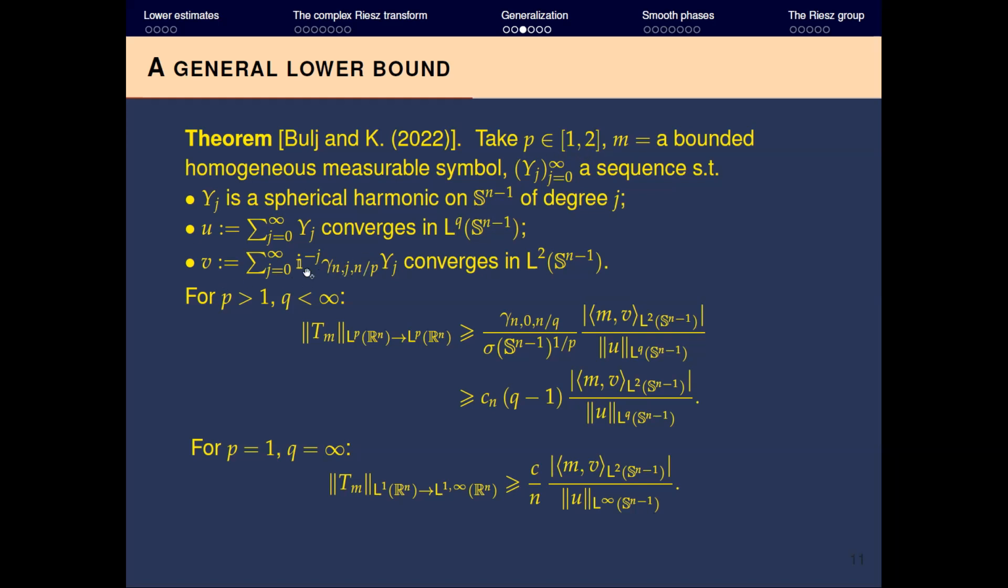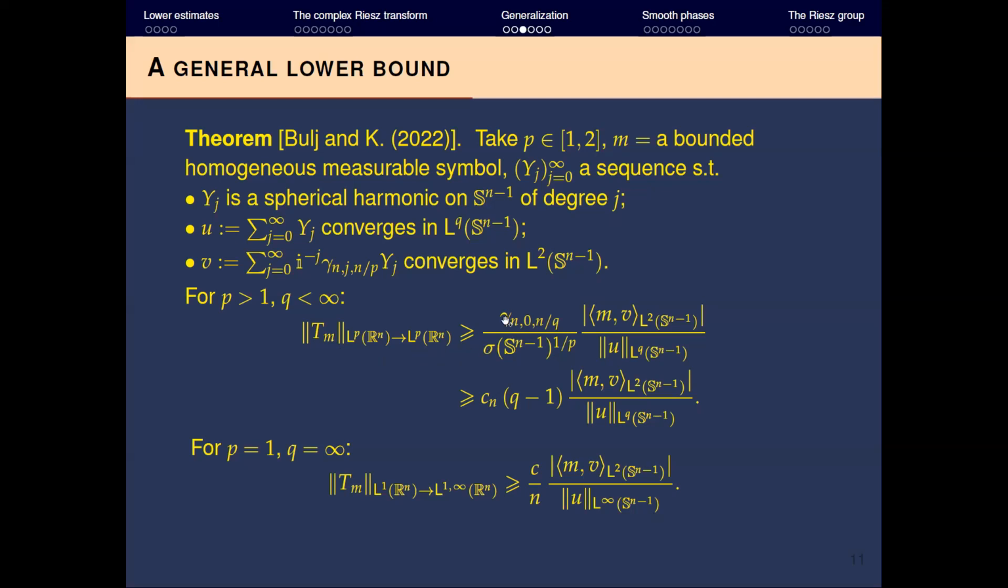And this weighted sum with signs inserted converges in the L2 sense. Let me remind you that spherical harmonics of different degrees are mutually orthogonal. So this is an orthogonal series. But the first series should be trickier because it's not in the Hilbert space, and orthogonality does not make sense anymore. And then we have a very concrete lower bound for the multiplier operator associated with the symbol m.